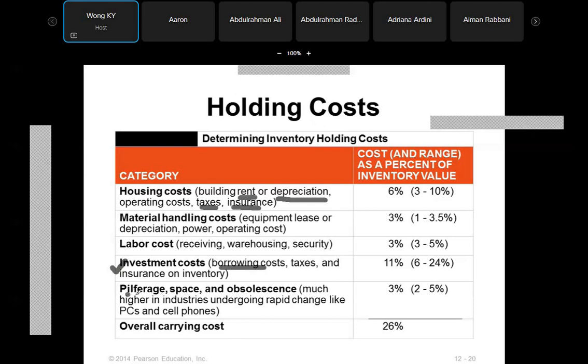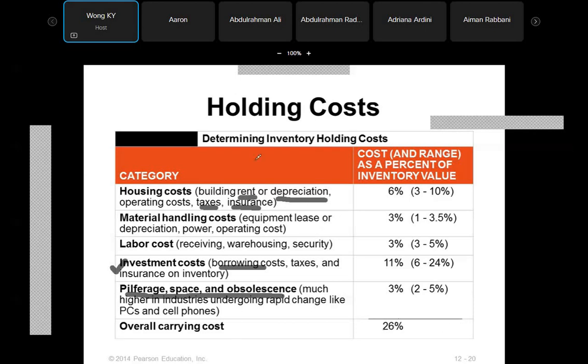And then pilferage cost, obsolescence cost. Okay, what is pilferage? Pilferage means theft. Theft means a thief steals a product. Okay, means stealing a product. Pilferage. Okay, so if the product is being stolen by a thief, then certain costs will be incurred. Or if a company keeps a product for a very long time until the product or the inventory becomes obsolete. Obsolete means out of date. And so in that case, obsolescence cost will be involved. Okay, so pilferage costs, obsolescence costs are also part of holding costs.